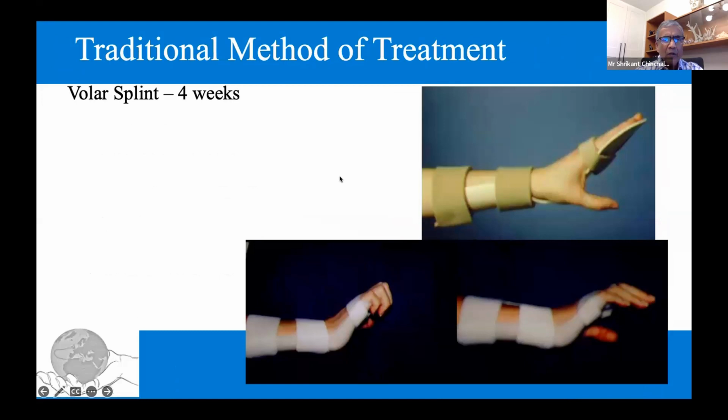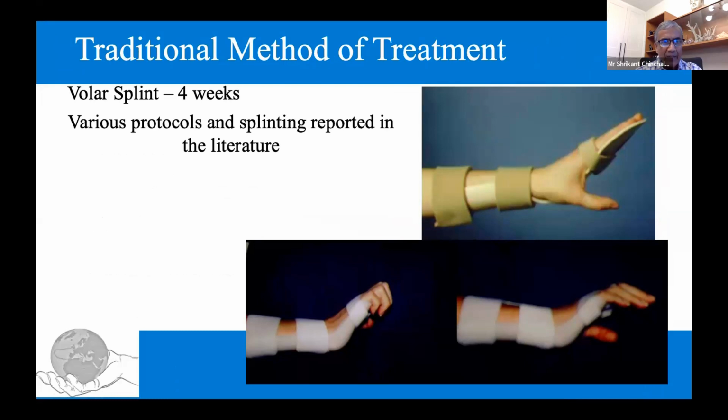Traditionally, if you look at the literature, you will see a whole slew of extensor tendon management. So traditionally, patients have been fitted with a volar splint, extending up to 4 weeks and sometimes longer, depending on the type of repair these patients have had. And there are various protocols that have been published in the literature.